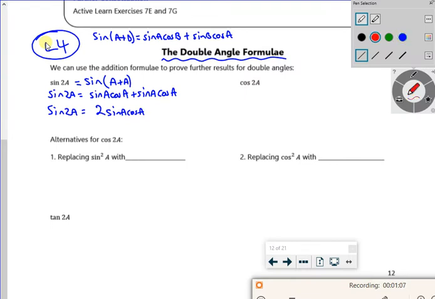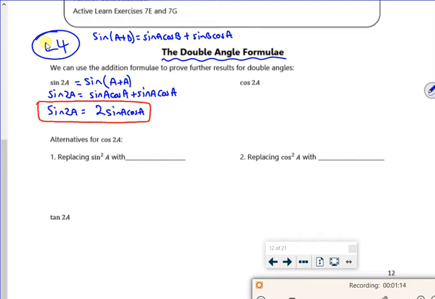It had loads and loads of uses, but we didn't really have amazing calculators. We just use it now for trigonometry stuff and for differentiating, integrating, that type of thing. Right, now then, let's have a look at cos. Because cos A plus B was cos A cos B minus sine A sine B.